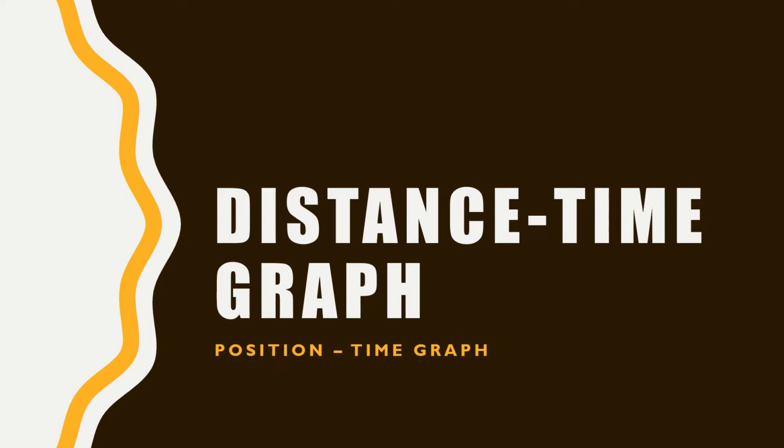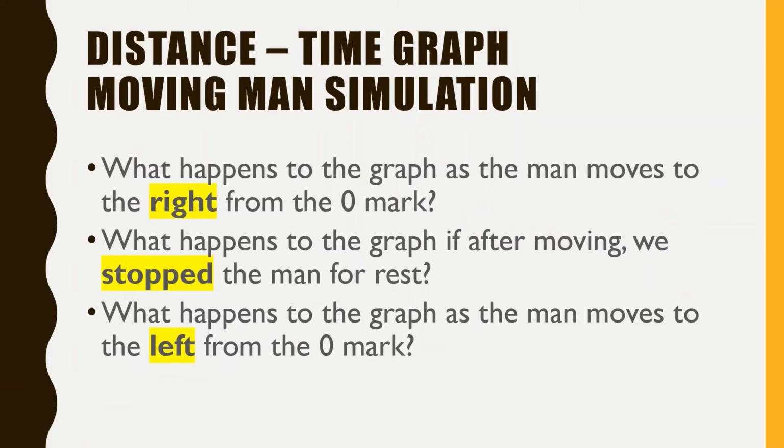It is commonly called a position time graph because the position time graph is more specific compared with the distance time graph and a displacement time graph. So some people call it a position time graph, so it's safer to say it that way. But for us, DT graph is a distance time graph. Now, for the distance time graph, we're going to use the moving man for the simulation.